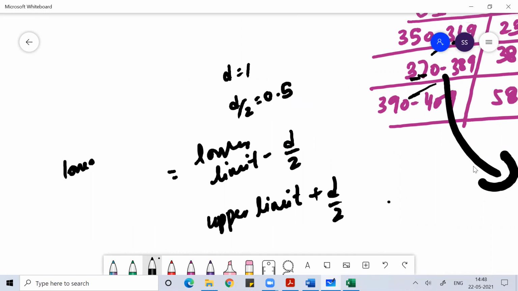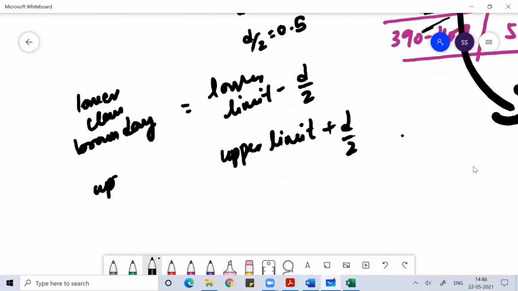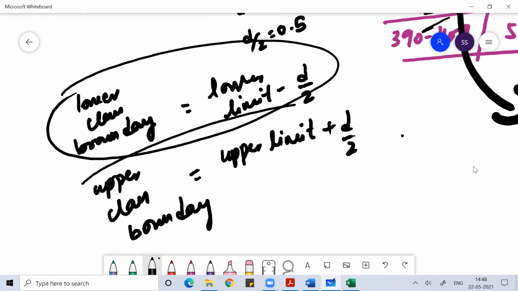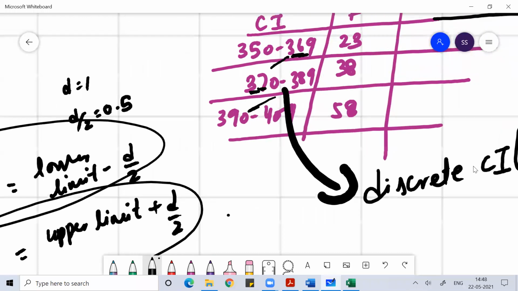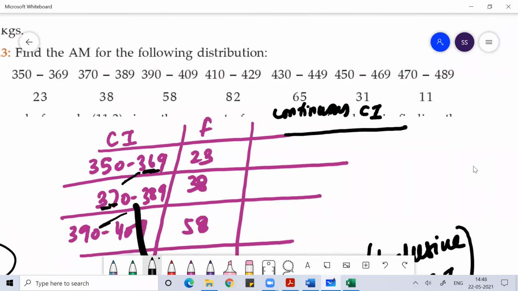This we call the lower class boundary, and this we call the upper class boundary. So d by 2 you subtract from the lower limit and d by 2 you add to the upper limit.